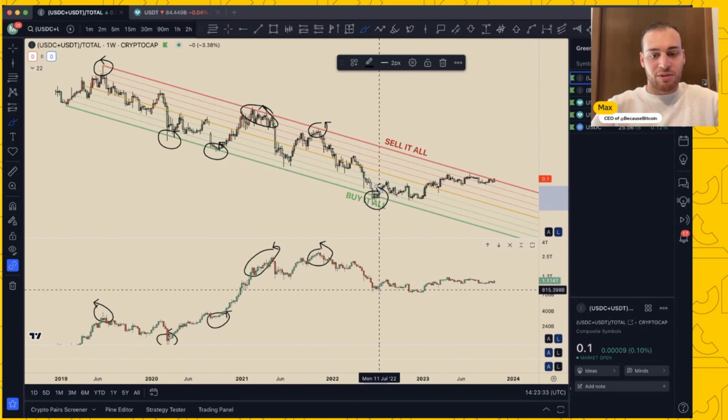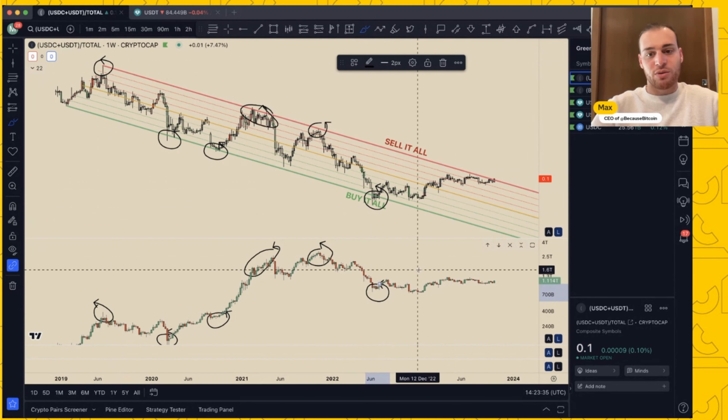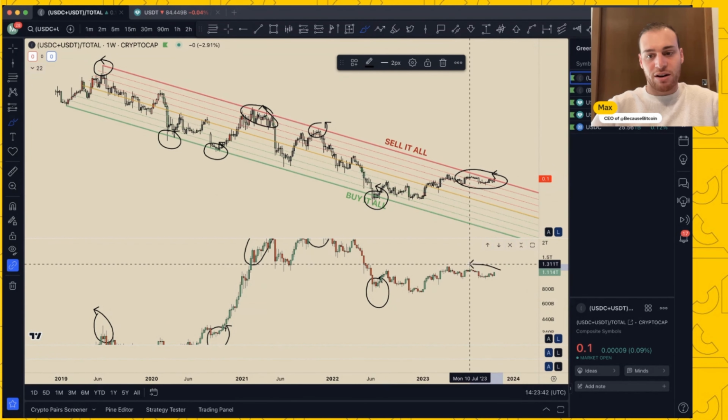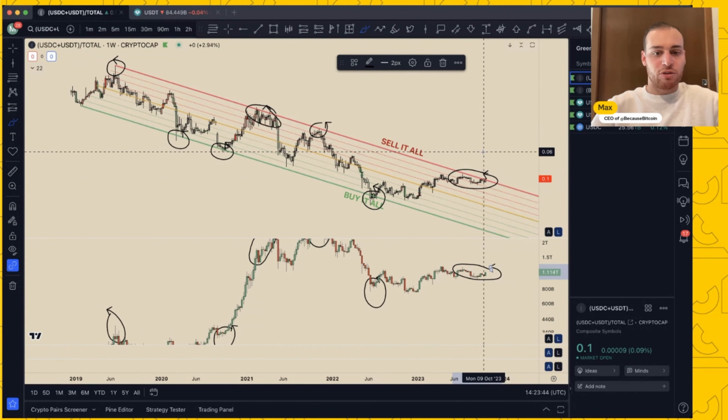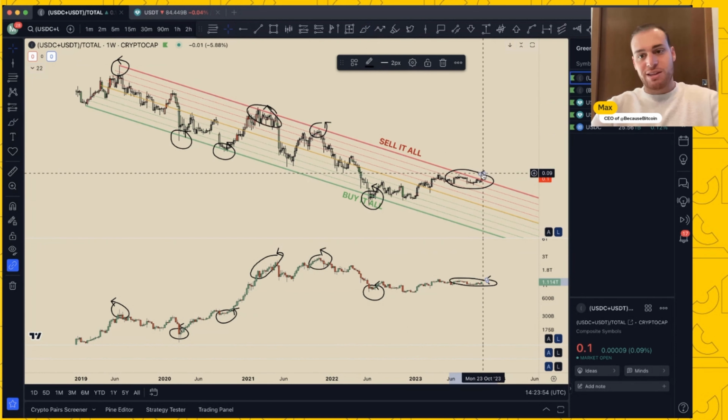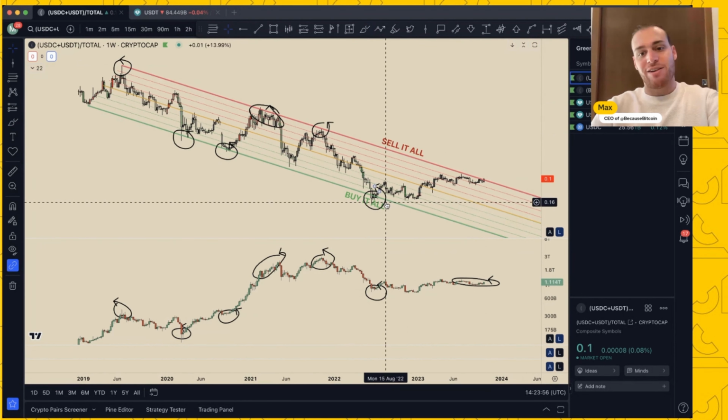Buy it all line was basically right after the Luna collapse. And now we're basically pushing up against the sell it all line right here. And we've arguably been distributing for months now. So you can see that this channel has really worked wonders in calling tops and bottoms for crypto. There's only one issue, is I think that it's potentially invalidated.